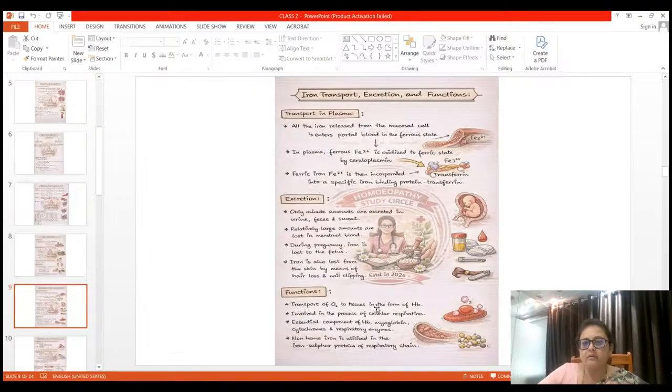Transport of oxygen to tissues in the form of hemoglobin, involved in the process of cellular respiration. It is an essential component of hemoglobin, myoglobin, cytochromes and respiratory enzymes. Non-heme iron is utilized in iron sulfur proteins of the respiratory chain. These are the functions of iron. Don't get confused. These are the functions of iron.